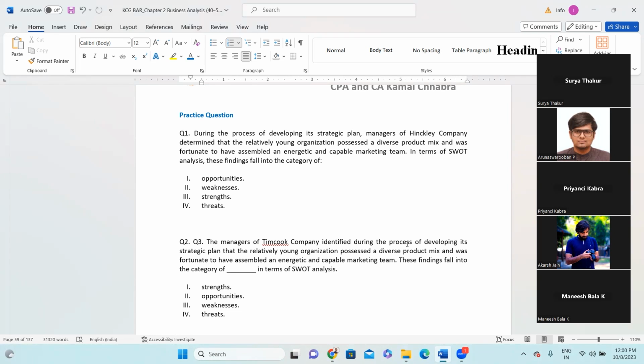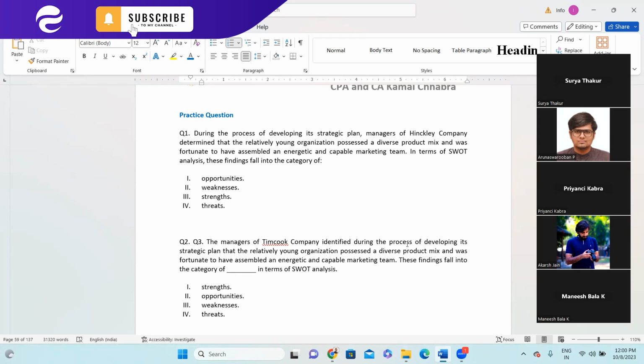During the process of developing its strategic plan, the manager determined that the relatively young organization possessed a diverse product mix and was fortunate to have assembled an energetic and capable marketing team. Is it opportunity? Is it threat? Is it strength? Is it weakness? What is it? Opportunity.